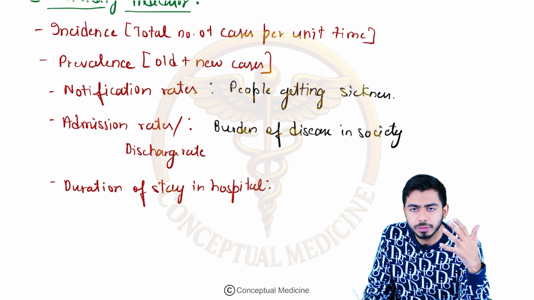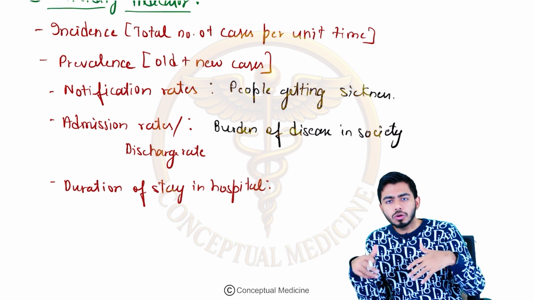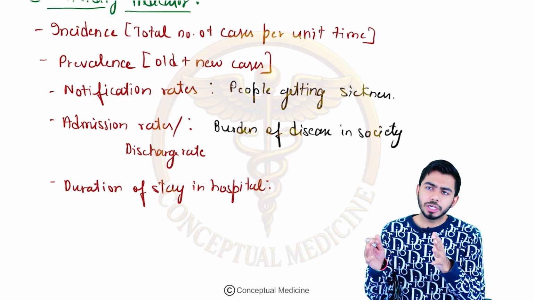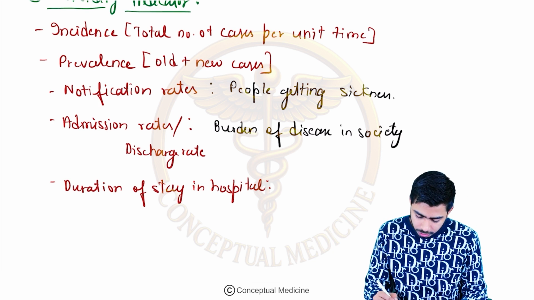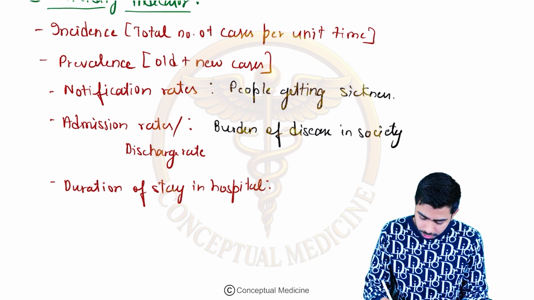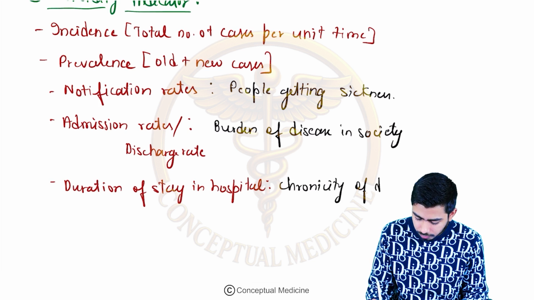Okay, duration of the stay in the hospital tells us about the chronicity of the disease in the society, how chronic the disease is, right? For how much time the person was in the hospital, for example. So duration of stay in the hospital tells us about the chronicity of the disease in society.